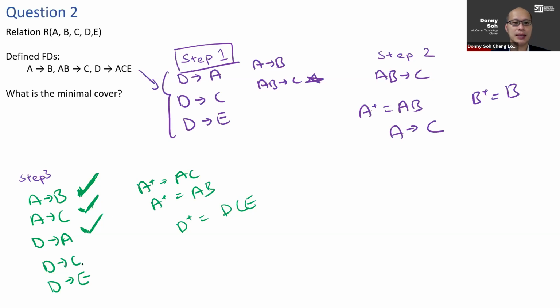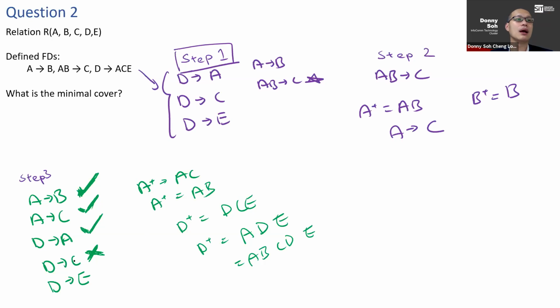Next one, D implies C. I will again find D closure. D closure is equal to A, D, and E. But I know that A implies B and C, which gives A, B, C, D, and E. So D implies C is not required. So this is redundant.